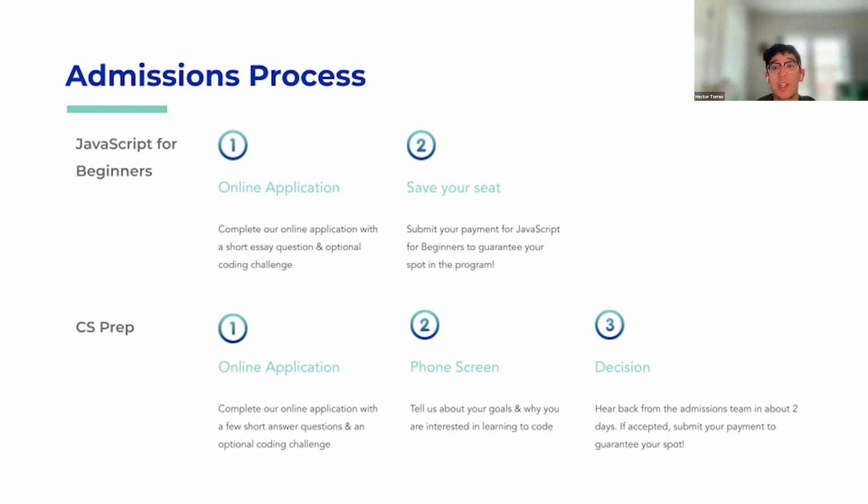For CS Prep, there's an extra step in between those two. So again, submit your online application. If your application is accepted, you'll be invited to a phone screen. This phone screen will be about 15, 20 minutes.